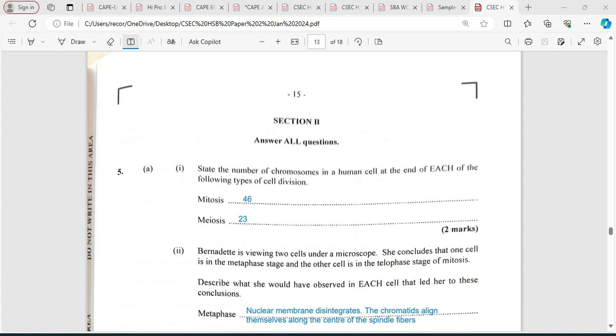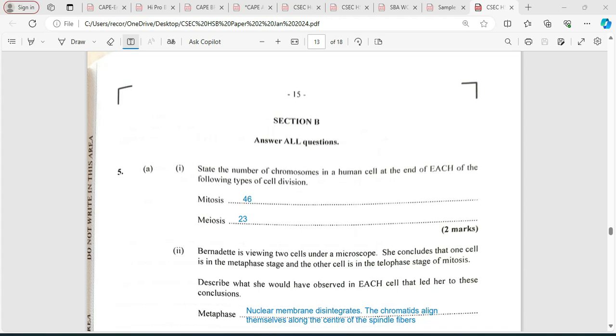Say the number of chromosomes in a human cell at the end of each of the following types of cell division. Now, mitosis pretty much results in the diploid number of chromosomes, that's the full number of chromosomes, so it would have 46 chromosomes, while meiosis results in the haploid, which is half the number. So it's going to be 23 for meiosis.